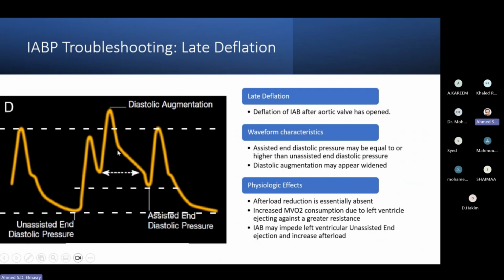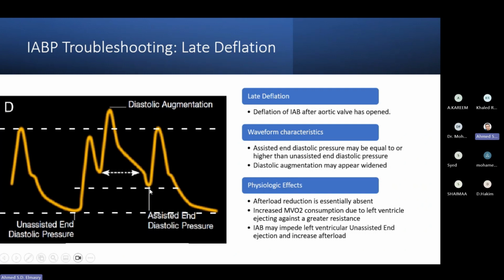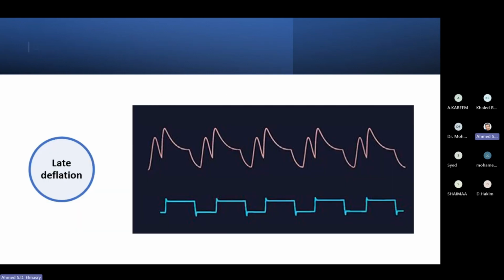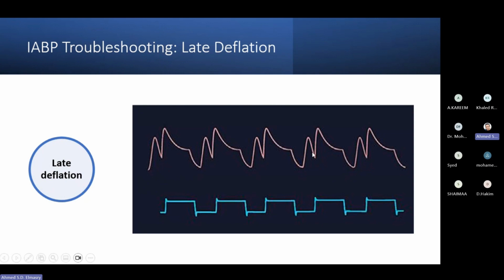And as we see here, there is prolonged inflation of the balloon and late, prolonged deflation of the balloon. This will lead to elevation of the assisted end diastolic pressure above the level of the unassisted end diastolic pressure, and this will lead to elevation of left ventricle end diastolic pressure and left ventricle end diastolic volume. So the left ventricle stress will be increased. And this is the graph for the late deflation in intra-aortic balloon with a 1:1 ratio.